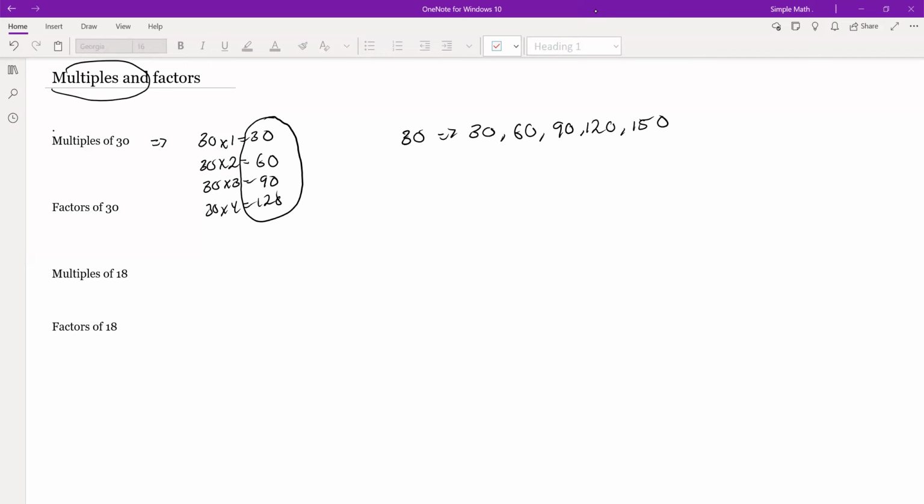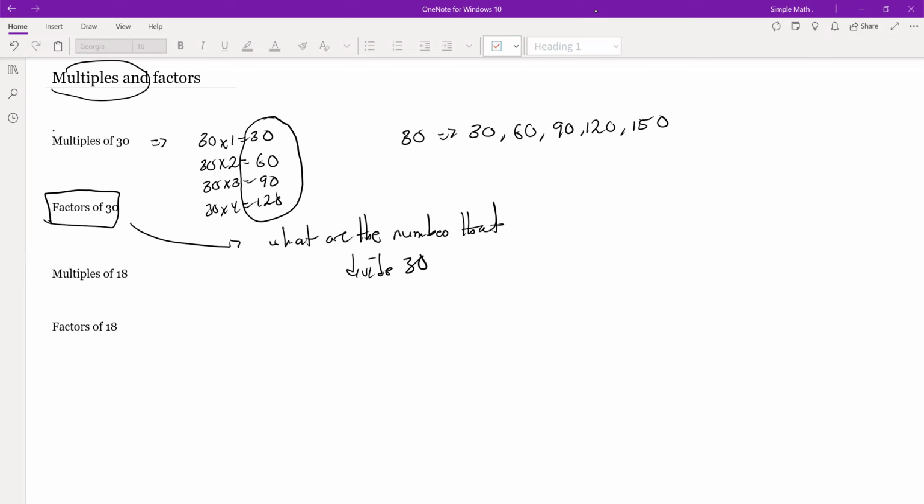Okay. Now, when you talk about the factors of 30, you're asking yourself, what are the numbers that can divide 30 completely? So factors of 30 will be 1. Okay, 1 is considered a factor of every number.